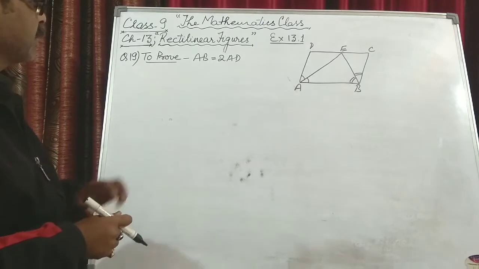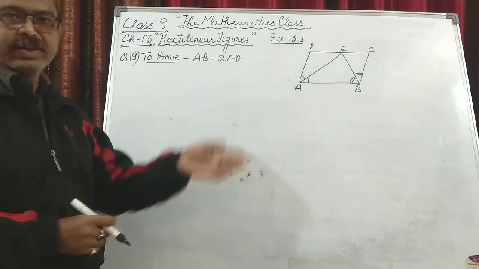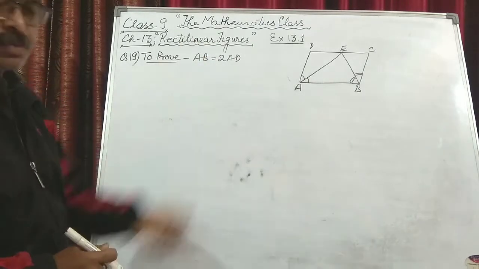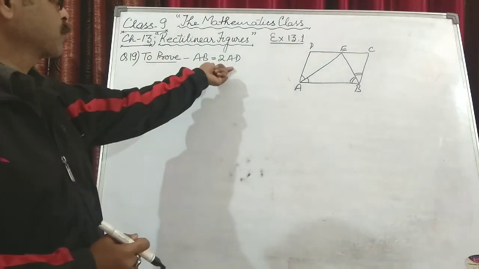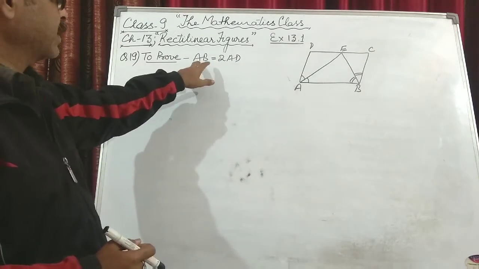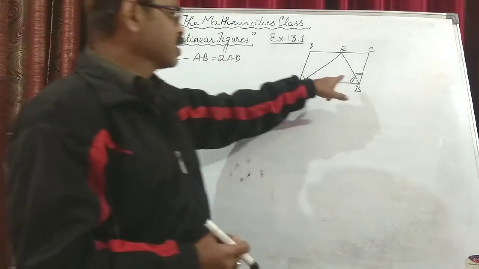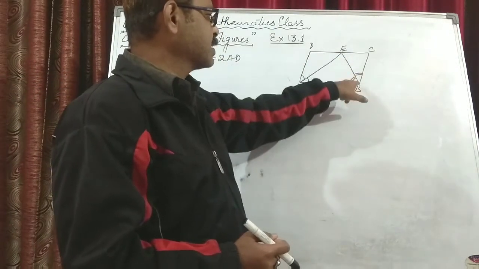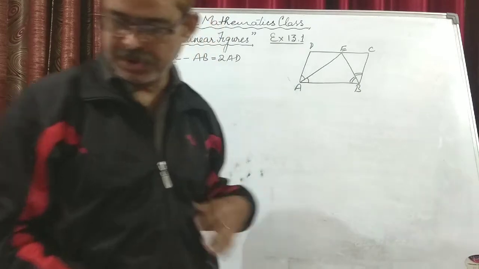Now question number 19, as I told you, what was given there, here you have to prove. In question number 18 it was given that BE bisects angle B, but here you have to prove that AB is equal to 2AD. I'll read out the question.